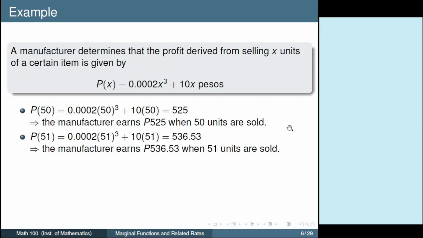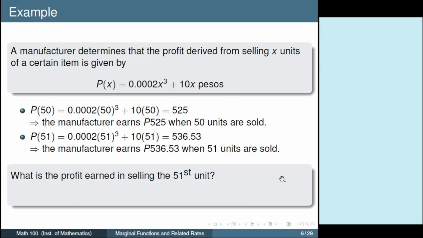So, ano yung na-illustrate ng dalawang functional value ng profit natin dito? Okay. So, it will tell us the profit earned in selling the 51st unit. To get that, you just simply subtract P of 51 minus P of 50. And that equals 11.53. Okay.